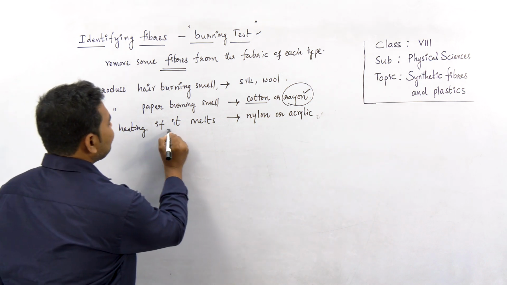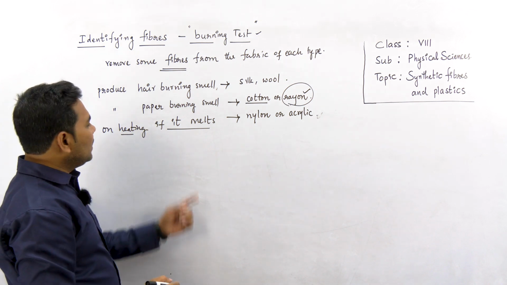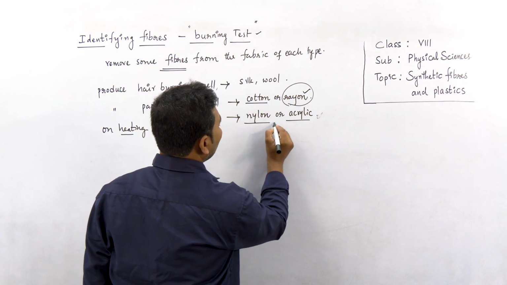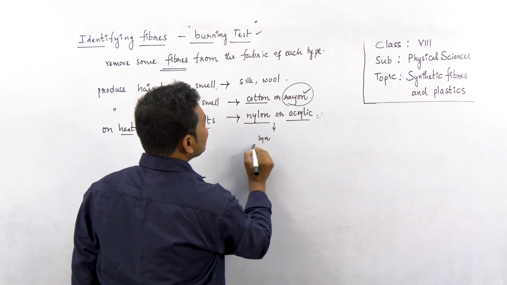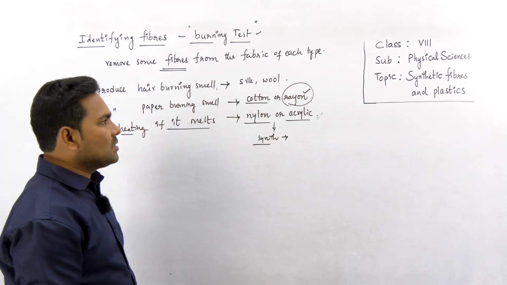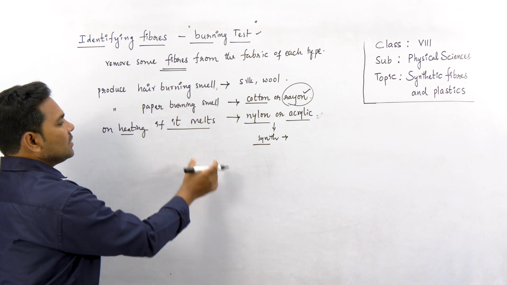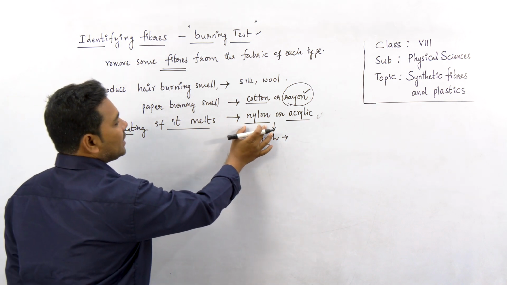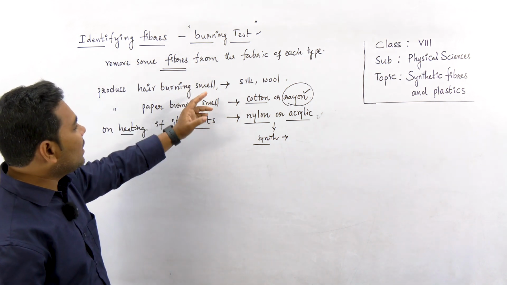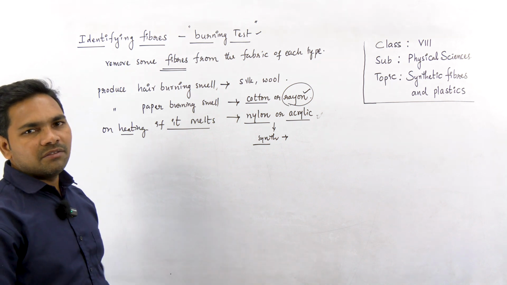And now let's see. Instead of burning, if the fiber that you have taken melts on heating, then we identify it can be nylon or acrylic. These are synthetic fibers. These synthetic fibers are generally made of petrochemical products, like some polymers are used, so they melt on heating. So if a fiber melts on heating, it can be identified as nylon or acrylic. So using this burning test, we can identify the type of fiber that is used to make the fabric that we have taken.